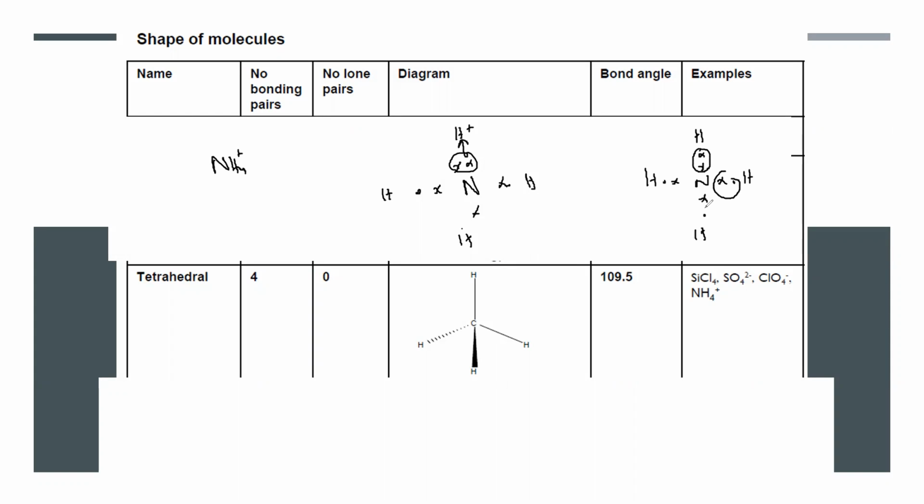So 1, 2, 3 and 4 bond pairs and there is no lone pair, then what will be the structure? The structure will be tetrahedral with a bond angle of 109.5. So you have to memorize these bond angles as well according to the geometry. Is it clear? The structure of the ammonium ion? Any doubt in this part?